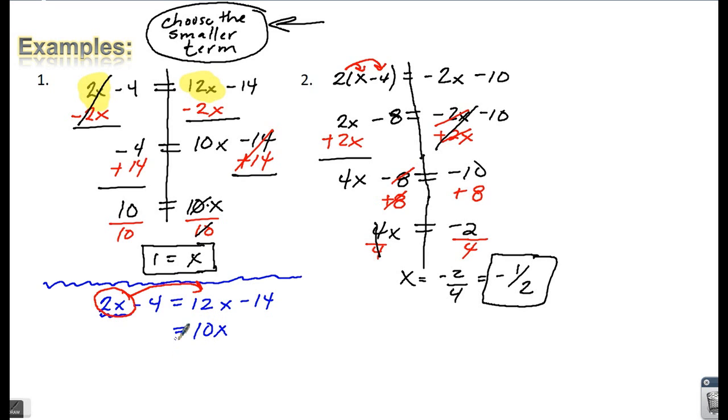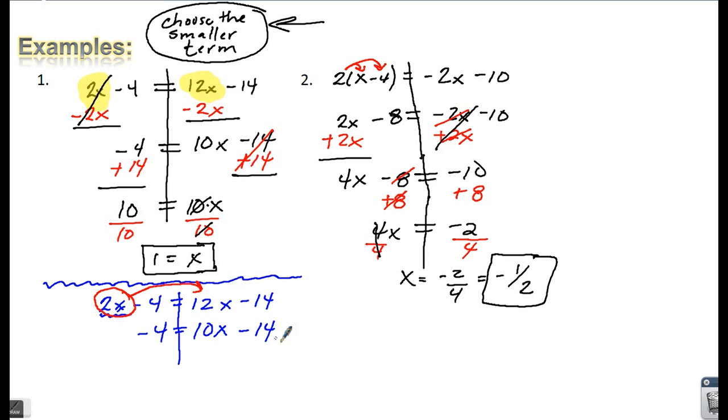Now the reason I'm not writing anything other than this is because you want to do mental math. So you know this is a negative. So 12x minus 2x is 10x. So 12 minus 2 is 10. So I have 10x, bring down the minus 14, and then bring down the minus 4.